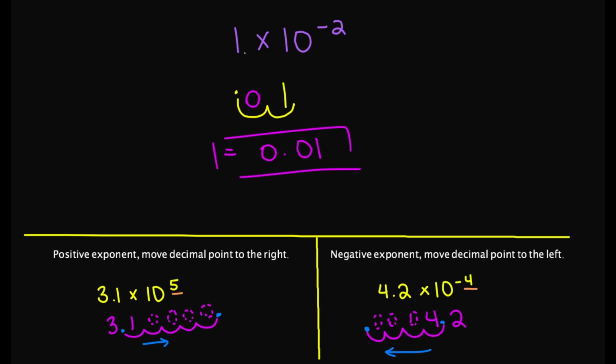Now remember, the number 1 is the same as 1.00. So if my decimal is here, I am moving 2 places to the left, which is going to give us this answer here.